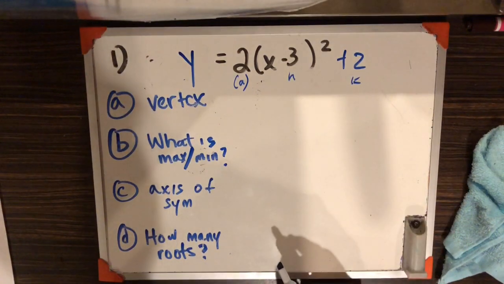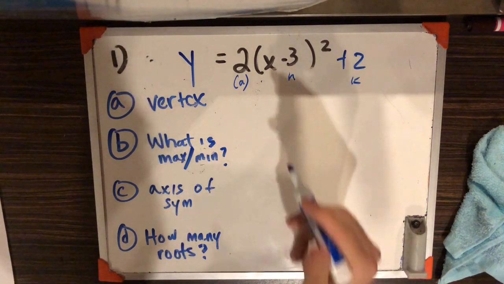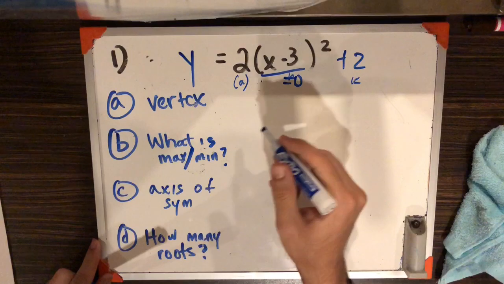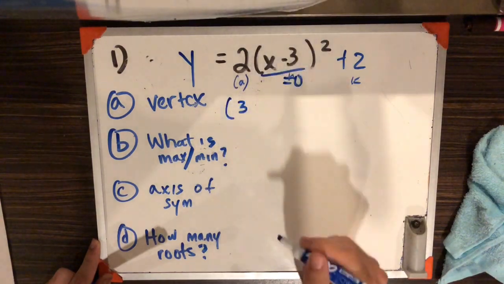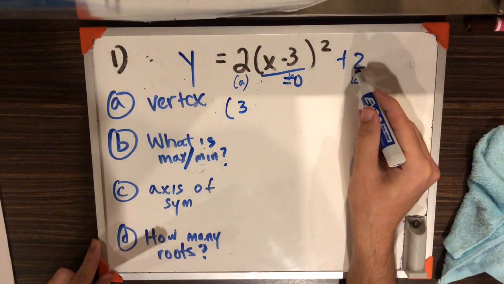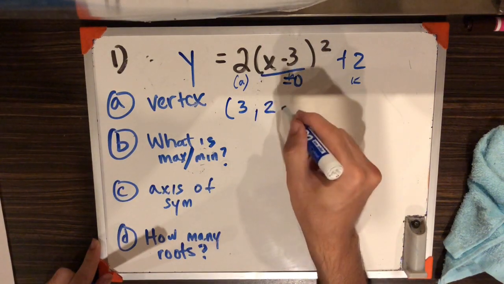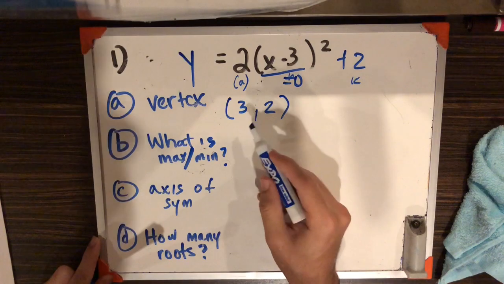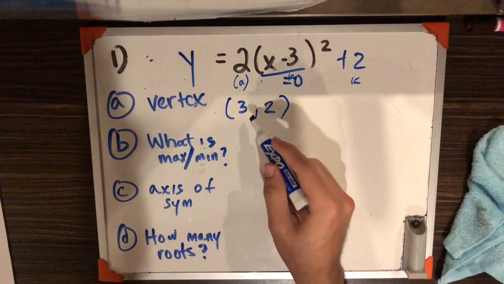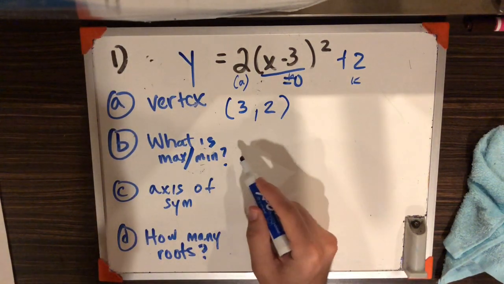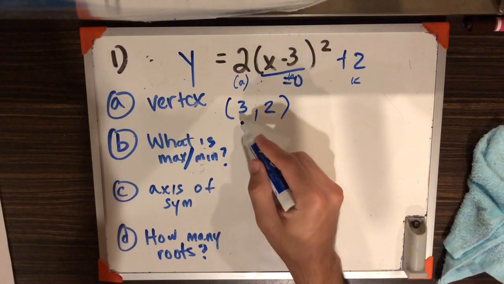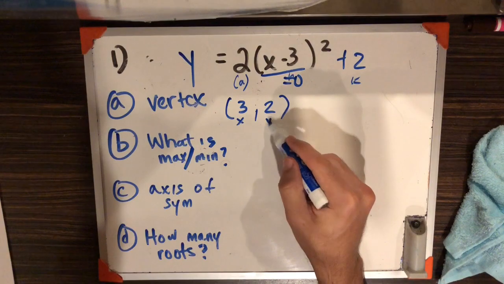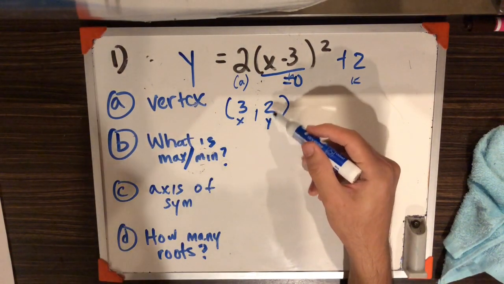Now, if I'm trying to figure out the vertex, again, set this equal to 0. I should get a positive 3. It is what it is, so this is just 2. So (3, 2) should be the vertex. Now, you can find two other things based upon your vertex. You can figure out your axis of symmetry, which is sitting right here, and you can figure out your max or min, which is sitting right here.